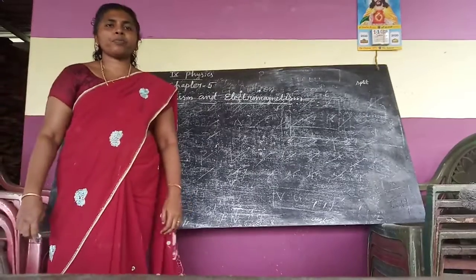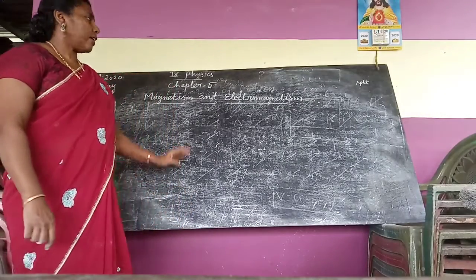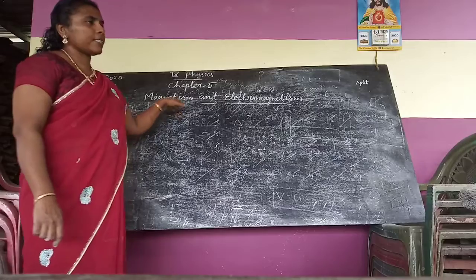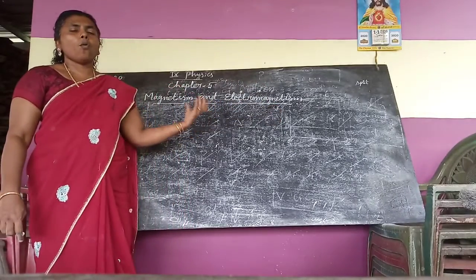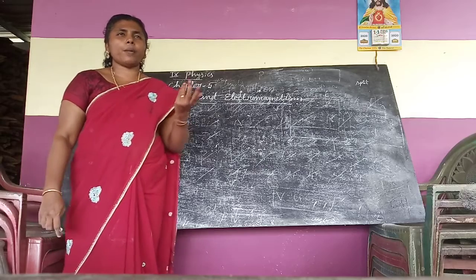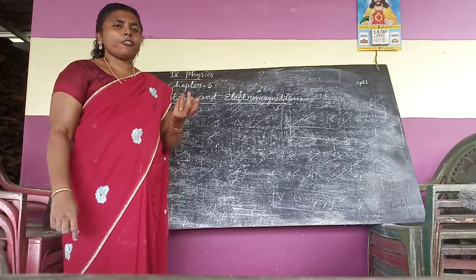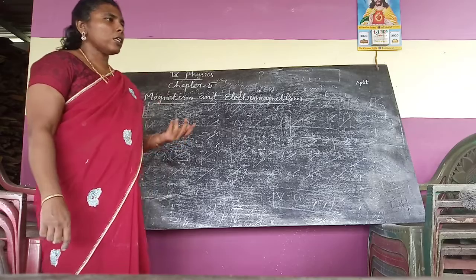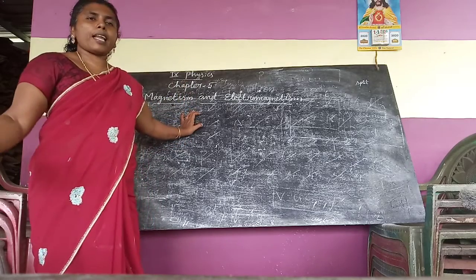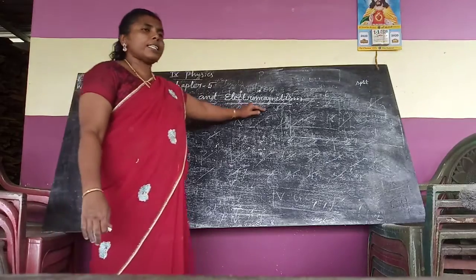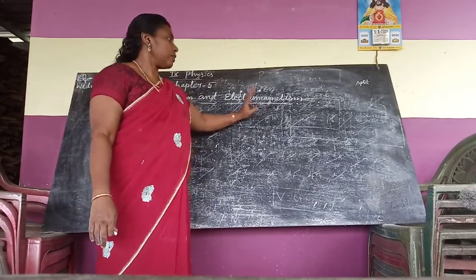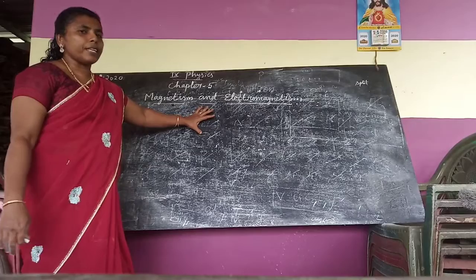Good morning, students. In previous classes we have learned about magnetism and electromagnetism. In this lesson: what is a magnetic field, what are magnetic lines of force, magnetic flux density and its unit, then the electric motor, Fleming's right hand rule, and Fleming's left hand rule. So far we are learning these in this chapter.